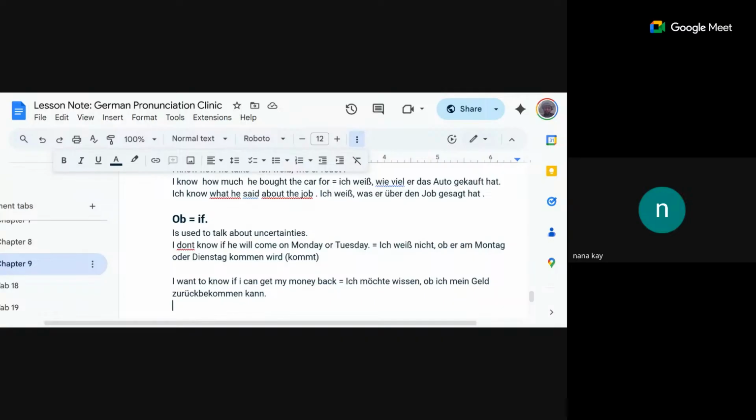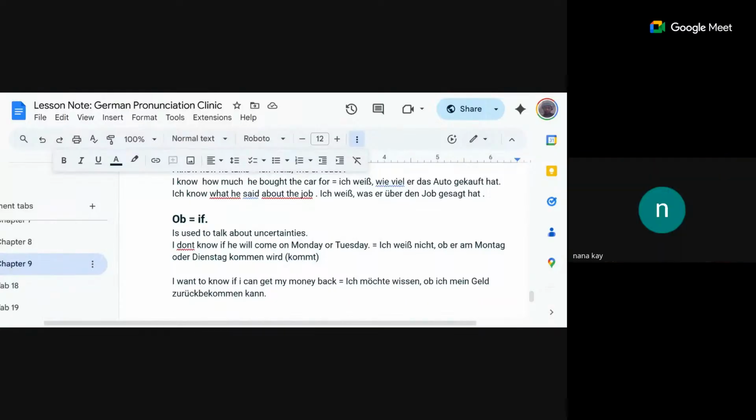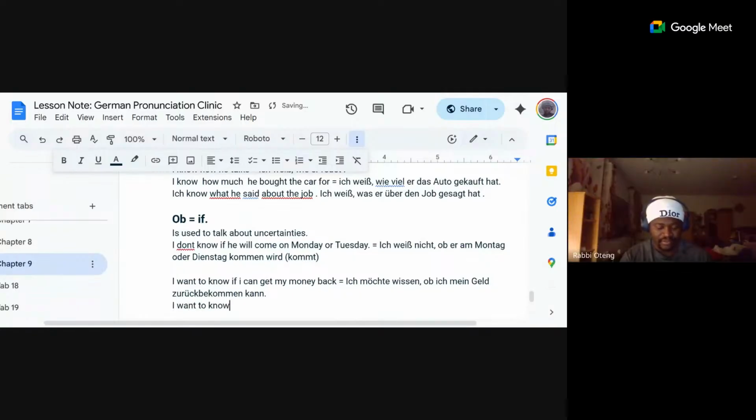If I can submit my homework. I want to know if I can submit my homework. In German, as you see, the "kann" will go to the end. So, like, "if I can submit my homework."